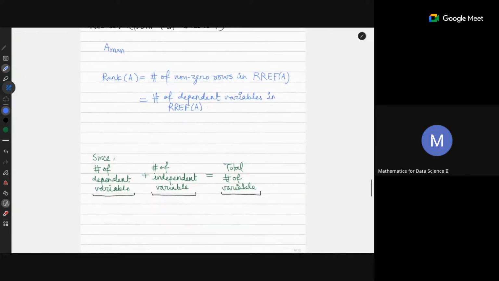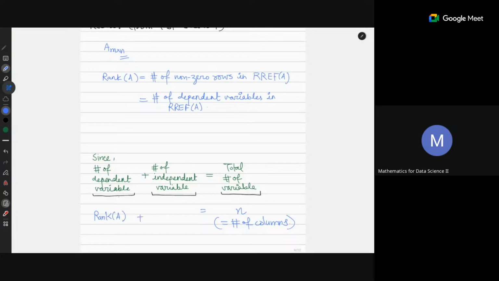So let me write it down. You have N variables, which is also equal to the number of columns of A. All right. Okay. Now, what is the number of dependent variables? What do we call that? Rank of A.